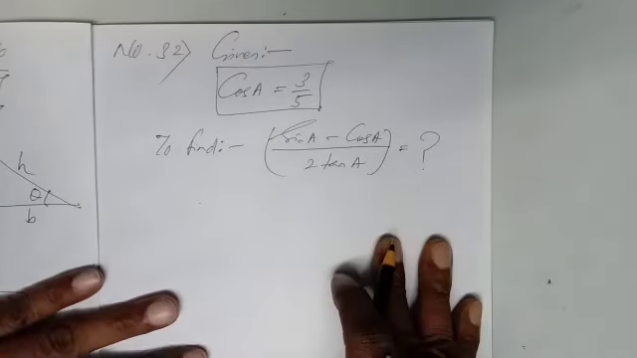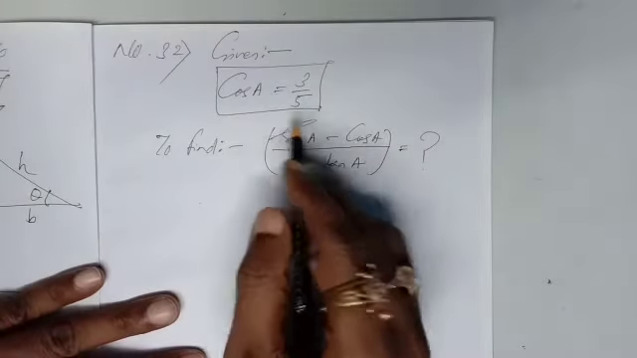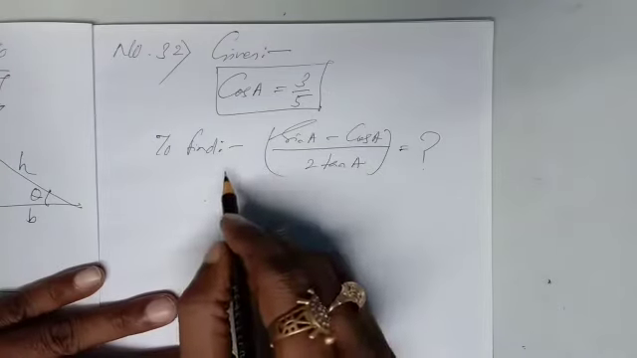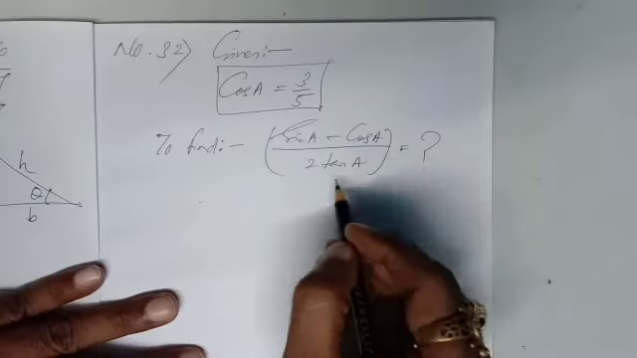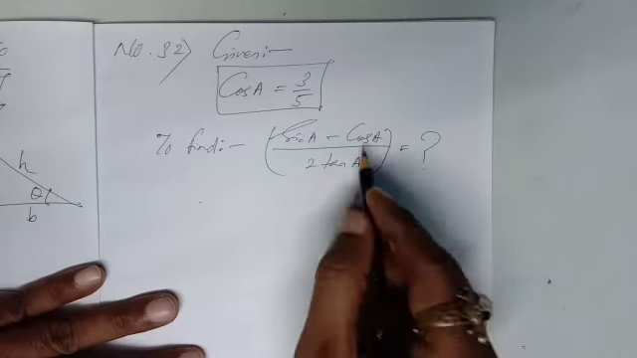See question number 32. Question given: cos A equal to 3 by 5, and you have to find out the value of sin A minus cos A by 2 tan A. You have to find out the value of this one.